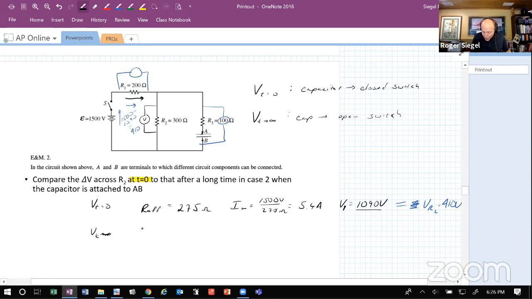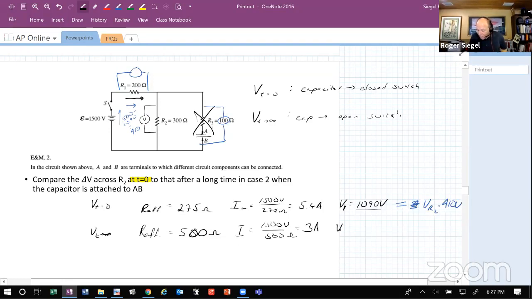And so what we have is the effective resistance now. Now, in this case, what's our effective resistance? Well, guess what? This one is out of the picture. And so that means our effective resistance is going to be 200 plus 300 or 500 ohms. And that means our current is going to be 1500 volts over 500 ohms is equal to 3 amperes.